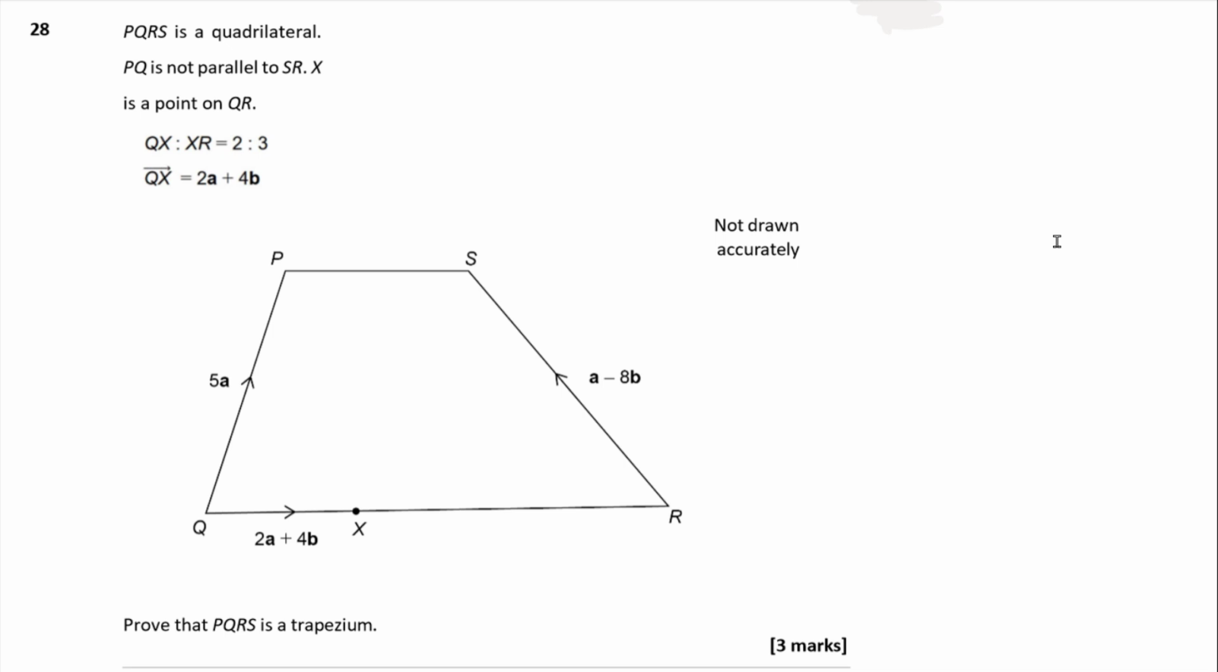Well, a trapezium needs to have one pair of parallel sides, and they've already told us that PQ is not parallel to SR. So these two are not the parallel sides. What we need to do is show that the other two sides are parallel, because we need one pair of parallel sides for it to be a trapezium.